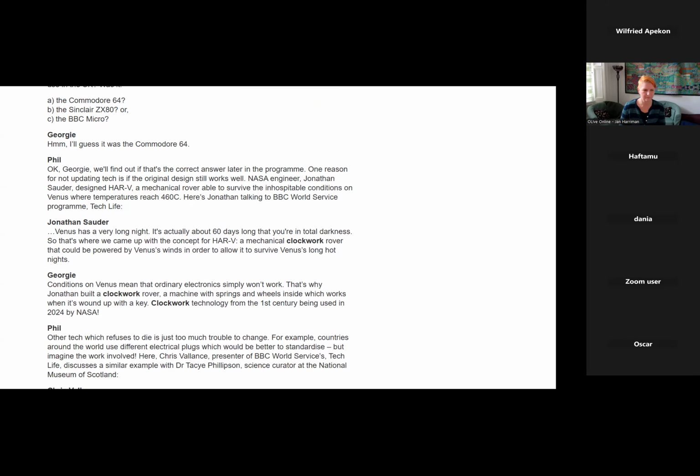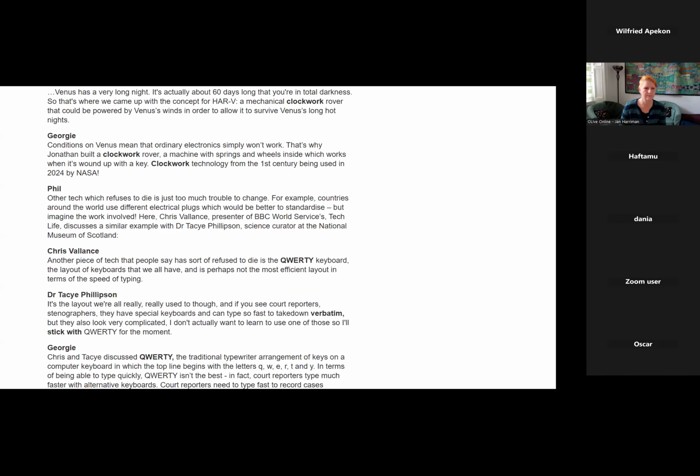Venus has a very long night. It's actually about 60 days long that you're in total darkness. So that's where we came up with the concept for Harvey, a mechanical clockwork rover that could be powered by Venus's winds in order to allow it to survive Venus's long, hot nights.